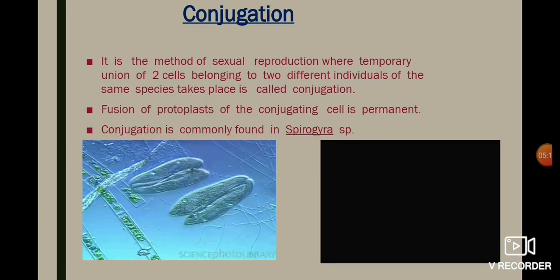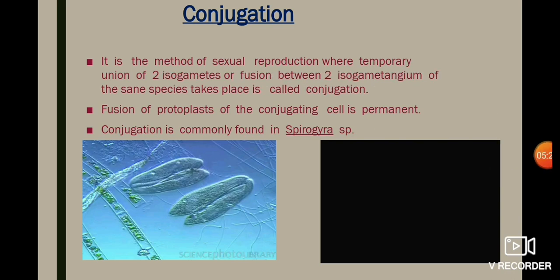Now we need to move to the other process, which is known as conjugation. Okay, now we are going to move into the process called conjugation. So let me tell you what is conjugation. It's also a method of sexual reproduction where union takes place between two isogametes, or fusion of the protoplasts of two isogametangia. But it has to be of the same species. That is called conjugation.